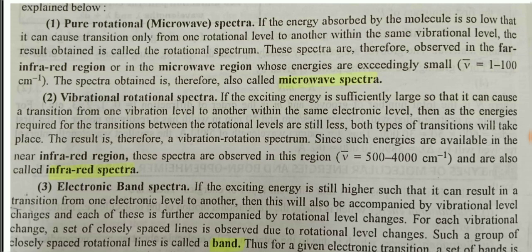Second, vibrational rotational spectra. If the exciting energy is sufficiently large so that it can cause a transition from one vibration level to another within the same electronic level, then as the energies required for the transition between the rotational levels are still less, both types of transition will take place. The result is therefore a vibration rotational spectrum. Since such energies are available in the near infrared region, these spectra are observed in this region and are also called infrared spectra.